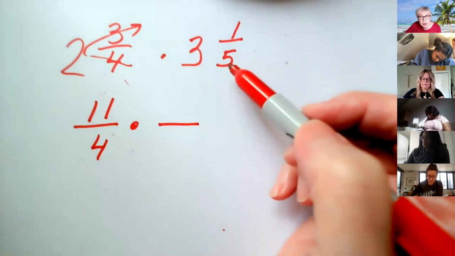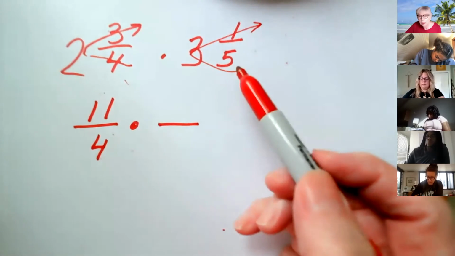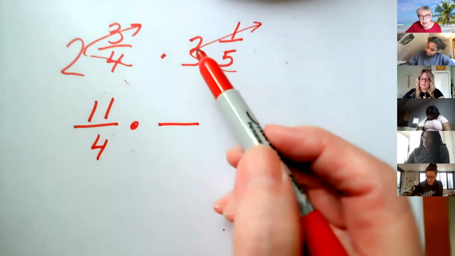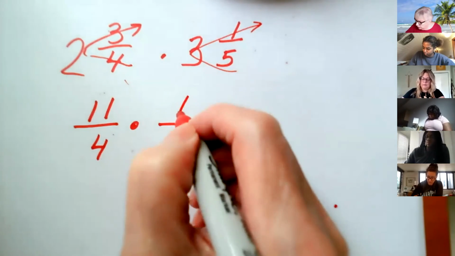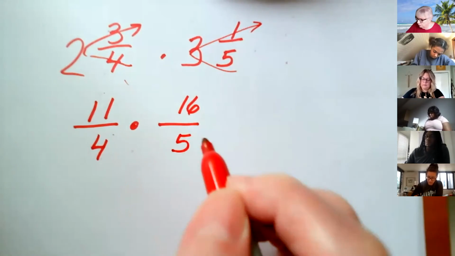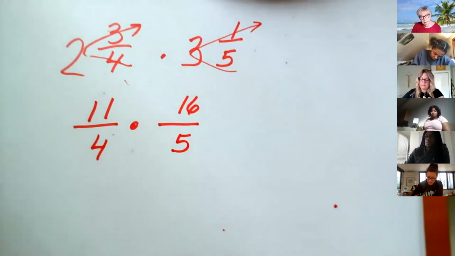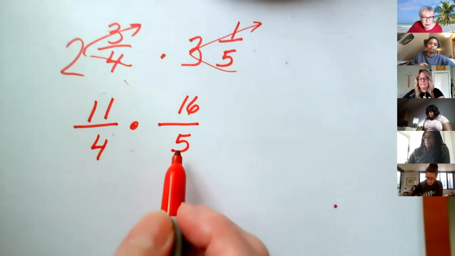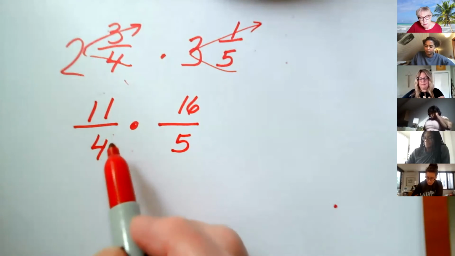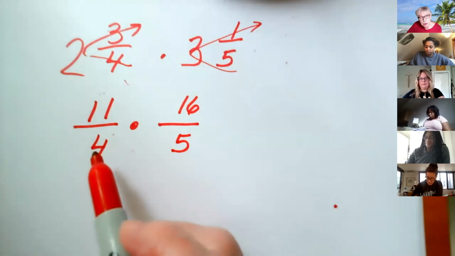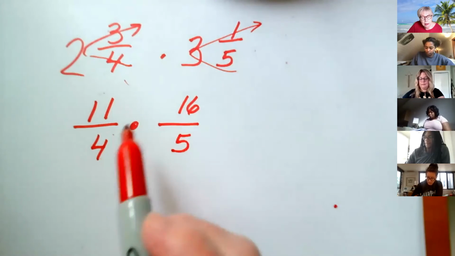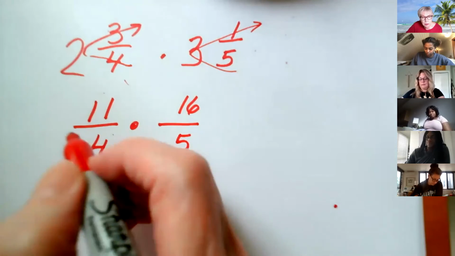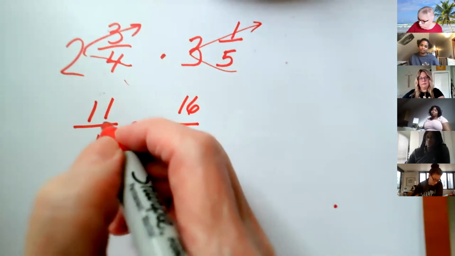This one needs to be turned into a simple fraction as well. 5 times 3 is 15, plus 1 is 16 over 5. Okay, I've now got it in good form. I'm looking at the problem now. The 11 and the 5, there's no hope for that. But the 4 and the 16, I could reduce it now. And if you want to, I could divide both of these by 4.